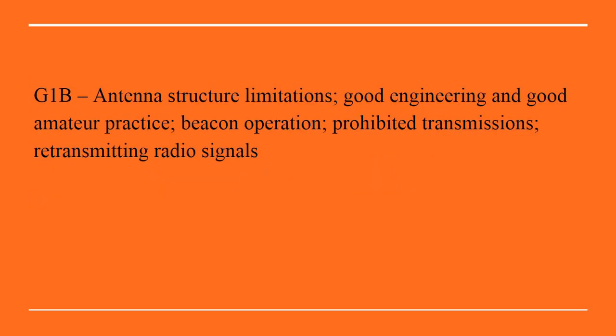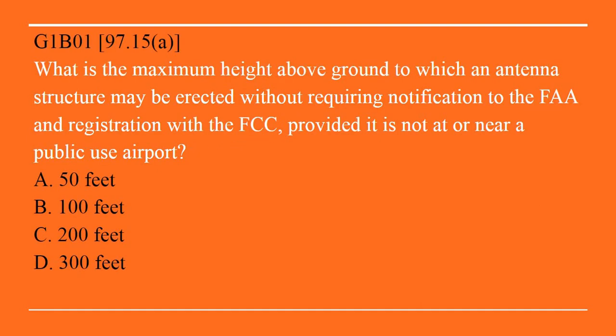G1B covers antenna structure limitations, good engineering and good amateur practice, beacon operation, prohibited transmissions, and retransmitting radio signals. G1B01. What is the maximum height above ground to which an antenna structure may be erected without requiring notification to the FAA and registration with the FCC, provided it is not at or near a public use airport? A. 50 feet. B. 100 feet. C. 200 feet. Or D. 300 feet. Correct answer is C. 200 feet.